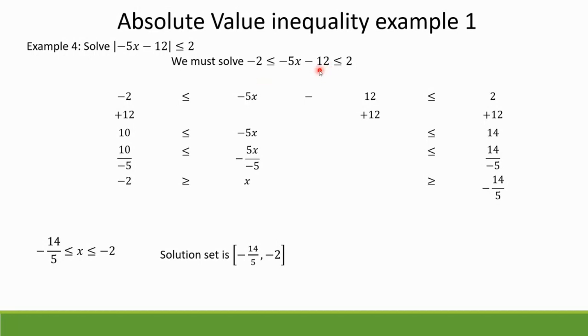So what can we do? We have minus 12 here. Well, let's add 12 to everything. You want to keep everything in balance, right? What you do to one side, you do to the other. So we add 12 to each side. We get minus 5x in the middle, less than or equal to 14, greater than or equal to 10.